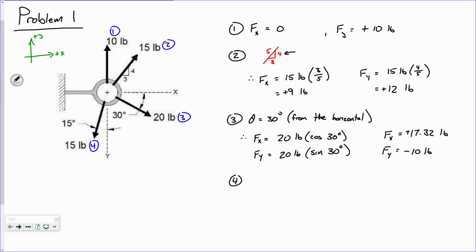Okay. Now, for number 4, we have an angle of 15 degrees, but that's being measured from the vertical. Okay? So because it's being measured from the vertical, our trig functions are going to be flipped. So the Fx is going to be 15 pounds times the sine of 15 degrees. Or you could say cosine of, what, 75 degrees? You do that and that would work as well.